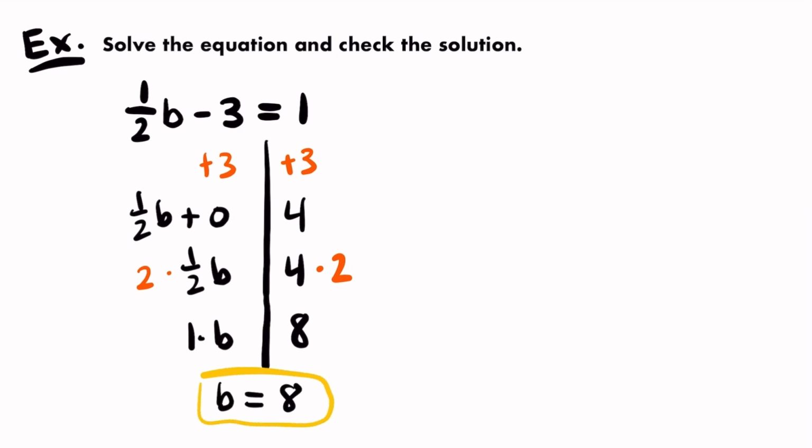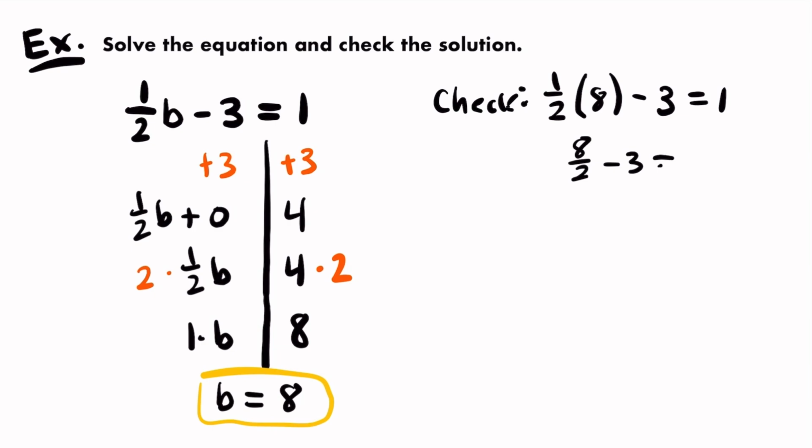Okay? So that is the solution we found, but let's check it. Let's make sure it is the solution. We'll have 1/2 times b, which we're saying is 8. So we have 1/2 times 8 minus 3 equals 1. And 8 times 1 is 8, divided by 2 is 4, right? We would have 8 divided by 2 minus 3 equals 1.